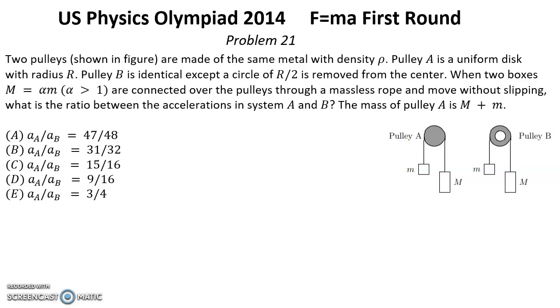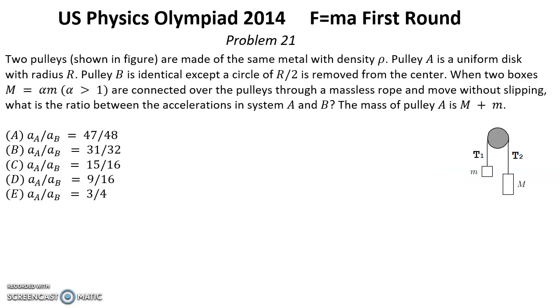When two boxes, M equal alpha m, where alpha is greater than 1, are connected over the pulleys through a massless rope and move without slipping, what is the ratio between the accelerations in system A and B? The mass of pulley A is big M plus small m.